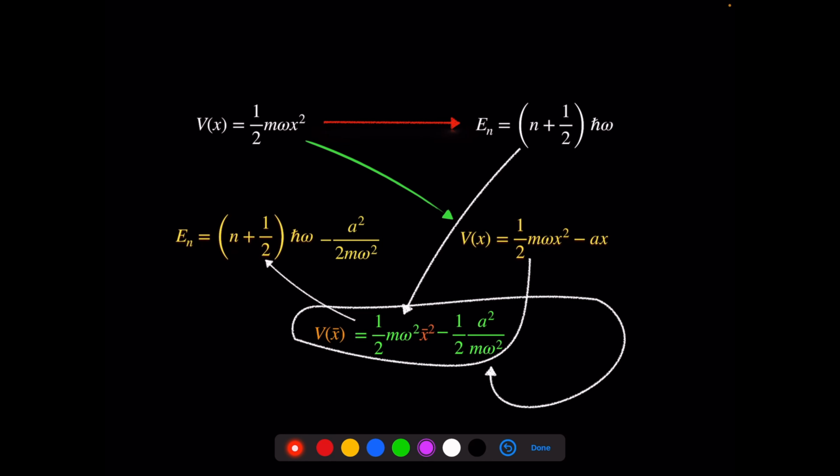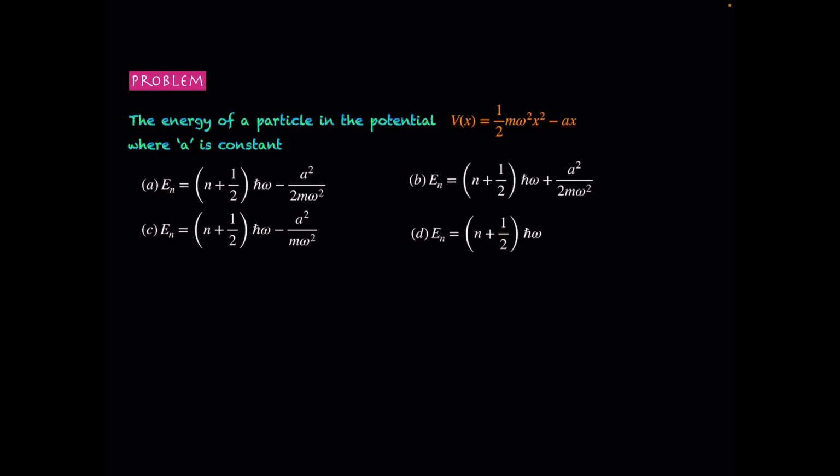Remember, I have made a few mistakes. Here it should be omega square, and here it should be another omega square. So these two corrections are needed. Okay, now you can guess the answer easily. So this will be option A.